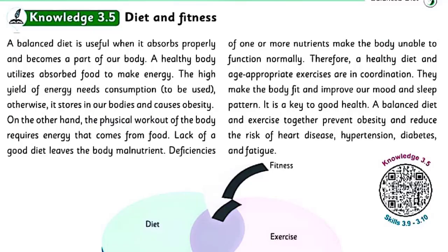Therefore, a healthy diet and age-appropriate exercises are in coordination. They make the body fit and improve our mood and sleep pattern. It is a key to good health. A balanced diet and exercise together prevent obesity and reduce the risk of heart disease, hypertension, diabetes, and fatigue.